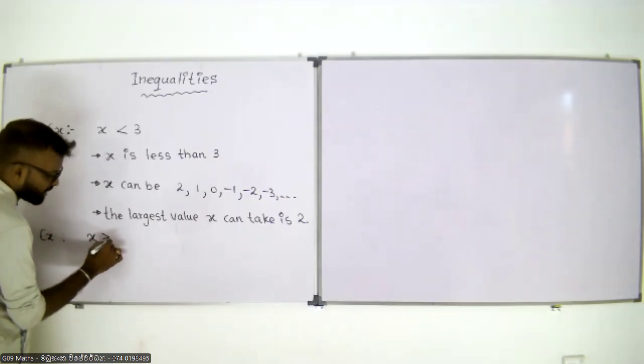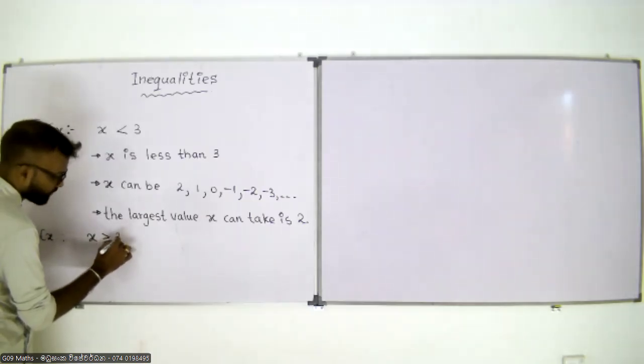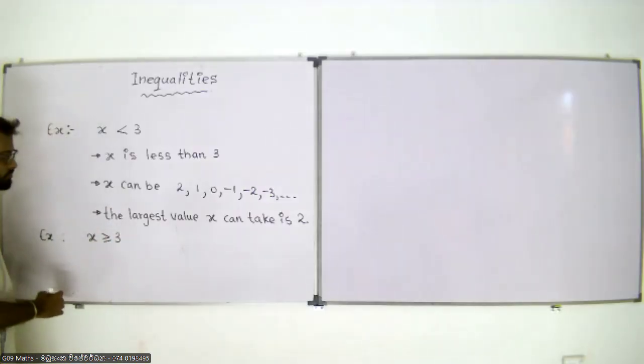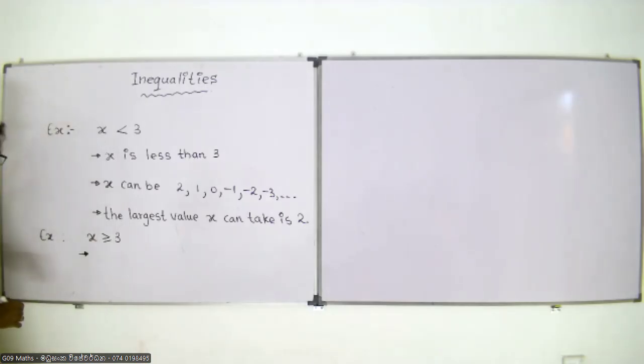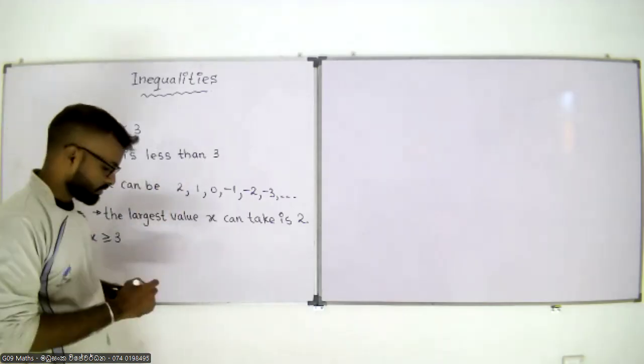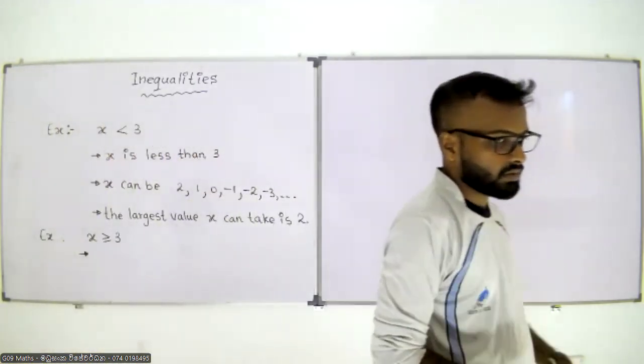X is greater than or equal to 3. Right? How to read? How to read? Please write. Then let's go for the next one.